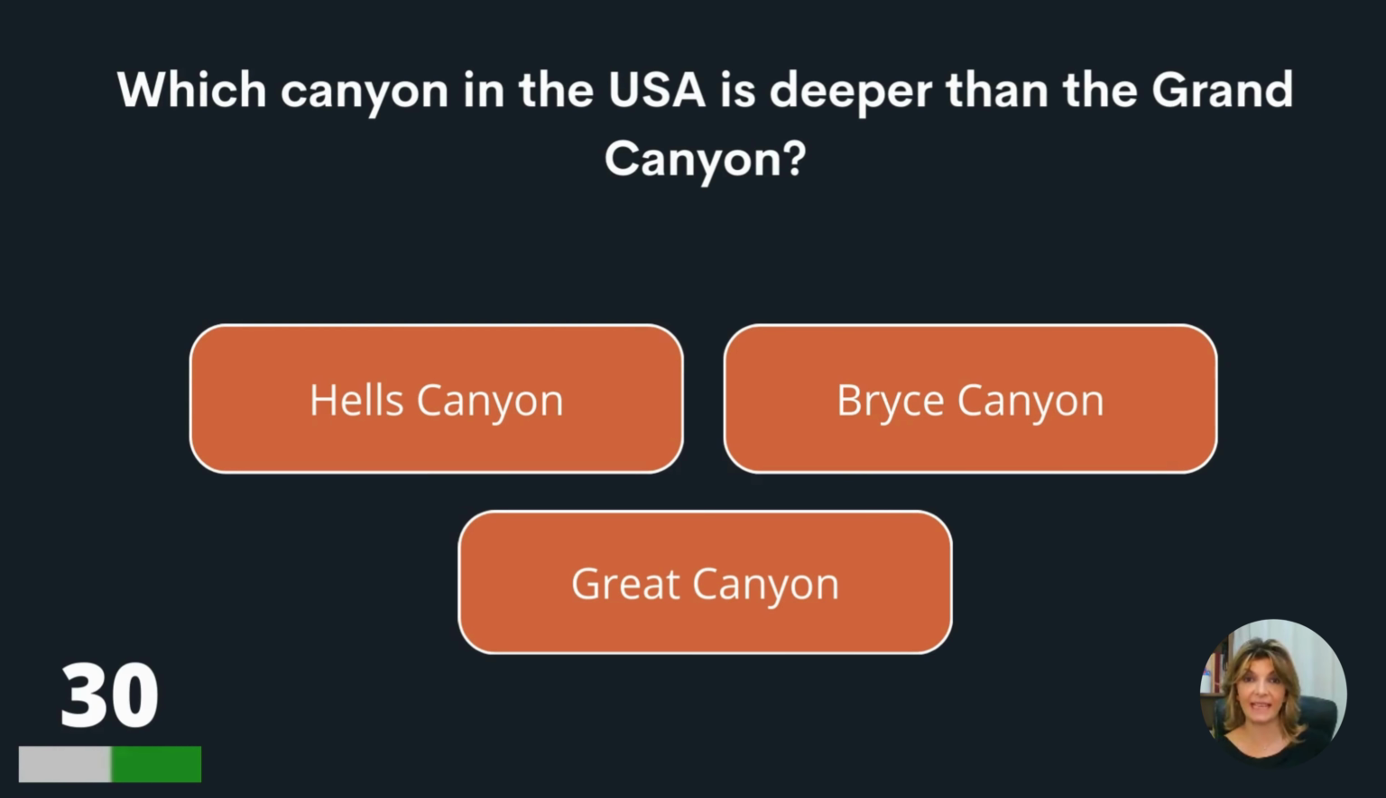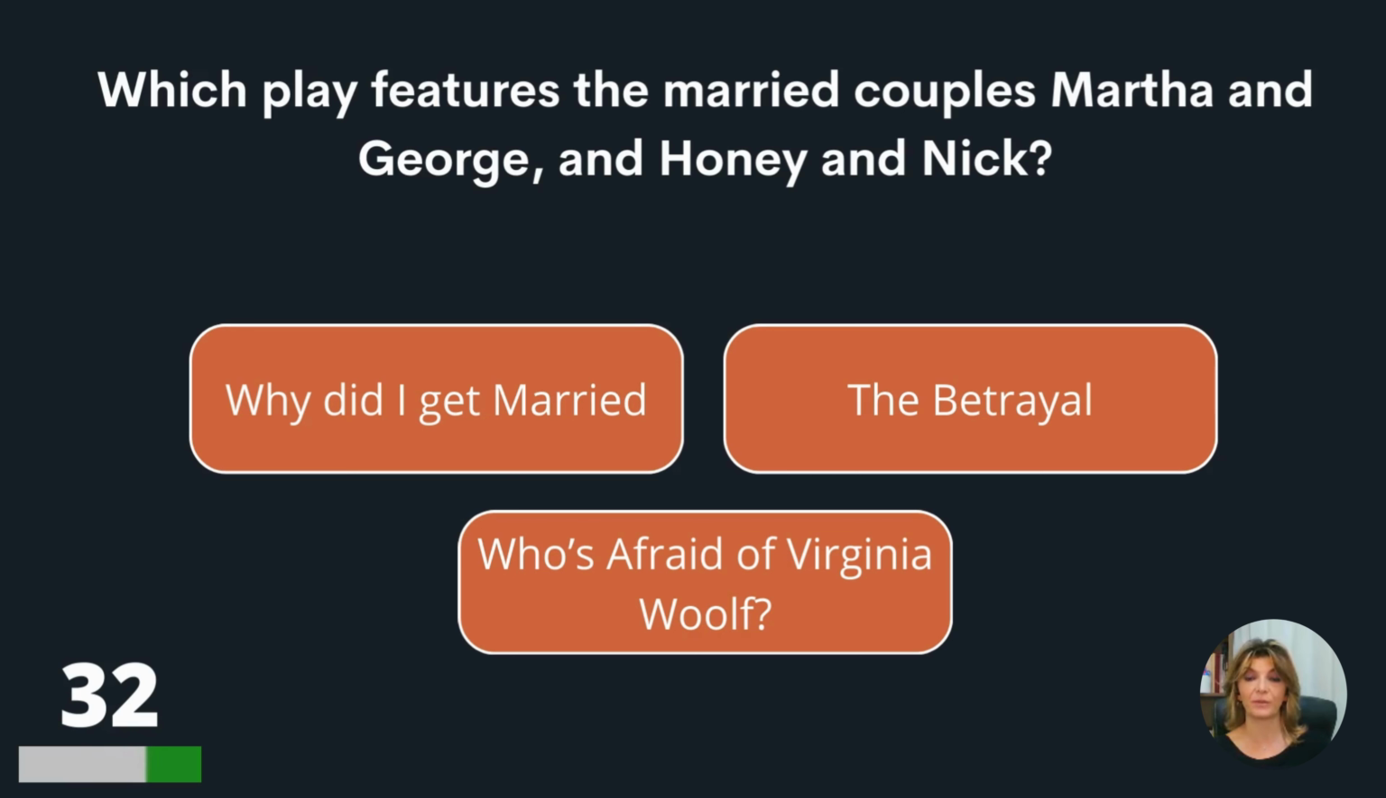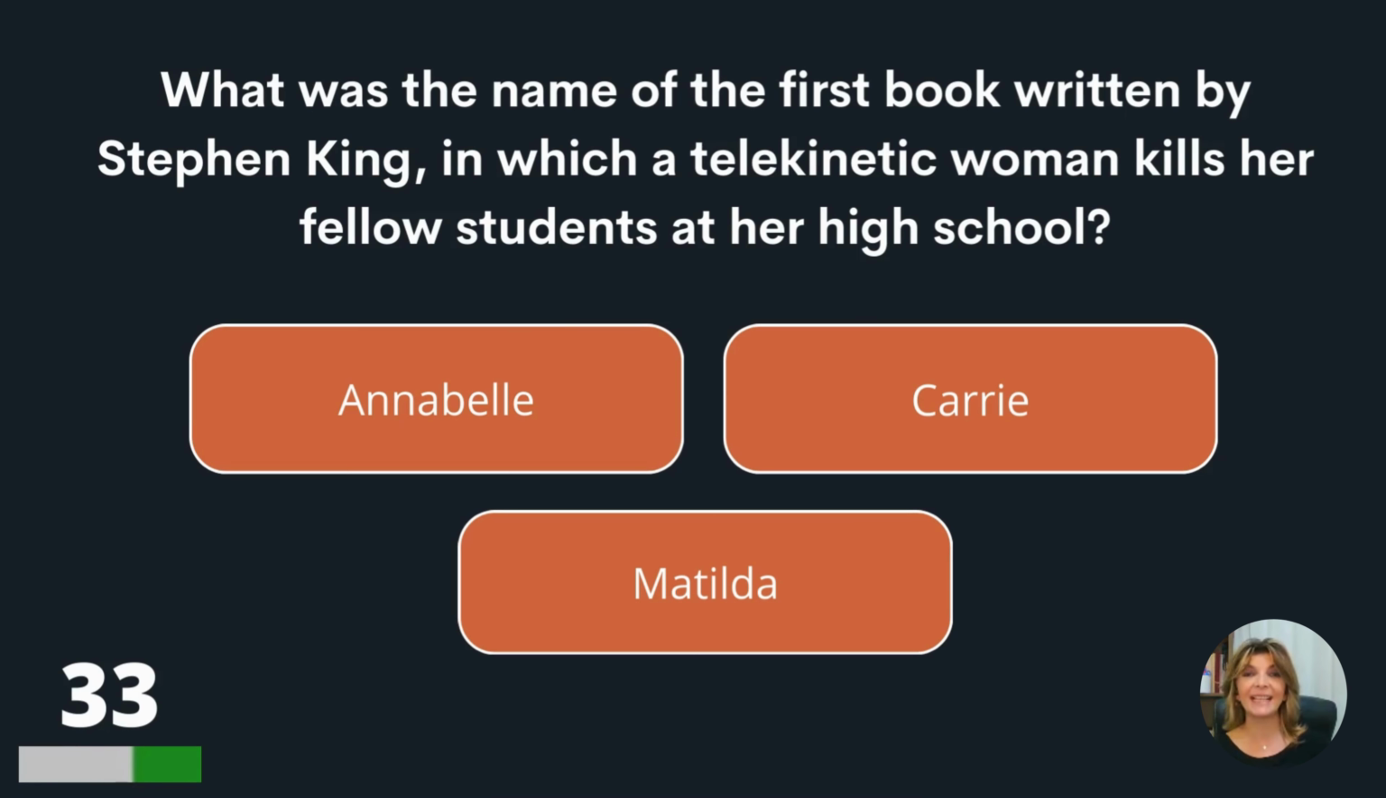Which play features the married couples Martha and George and Honey and Nick? Why Did I Get Married, The Betrayal, or Who's Afraid of Virginia Woolf? Who's Afraid of Virginia Woolf? What was the name of the first book written by Stephen King in which a telekinetic woman kills her fellow students at her high school? Annabelle, Carrie, or Matilda? Carrie.